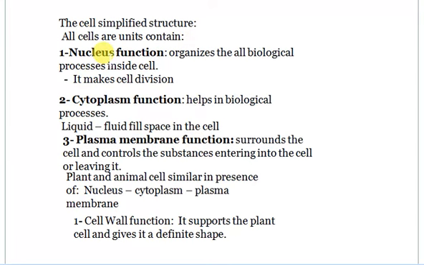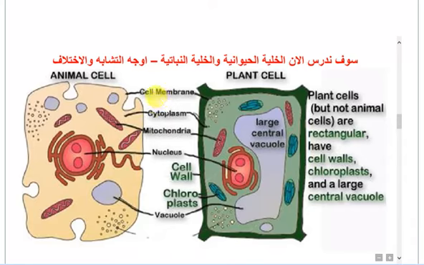Function of nucleus, وظيفة النواة. مكونات تاني: سيل ممبرين الغشاء الخلوي والسيتوبلازم والنواة، وده سيل وول جدار خلوي، ده موجود في الخلية النباتية. والكلوروبلاست البلاستيدات الخضراء موجودة برضو في الخلية النباتية.